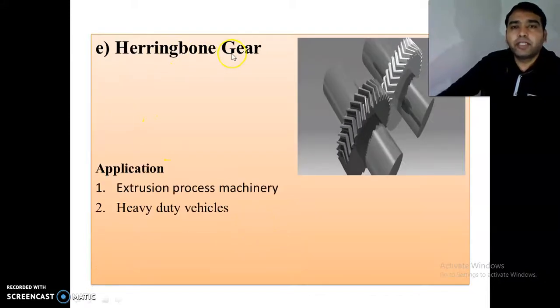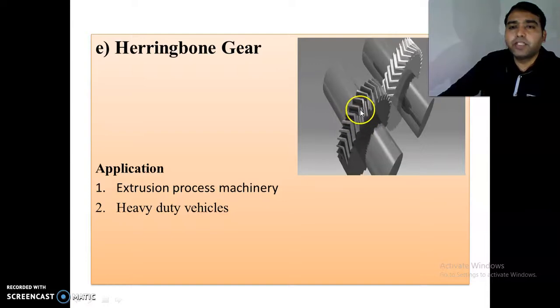Now herringbone gear. It is similar to the helical gear, but different because two helical gears are combined together and transmit the power from one shaft to another shaft. There are two helical gears: one is a right hand helical gear and another is a left hand helical gear, combined together to transmit the motion from one shaft to another shaft. It is called herringbone gear.